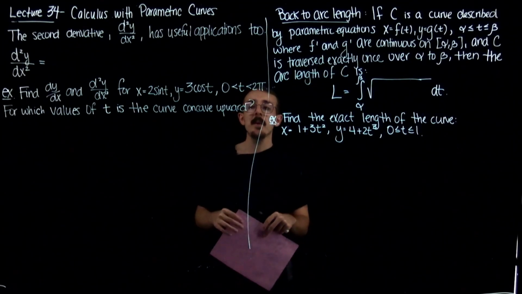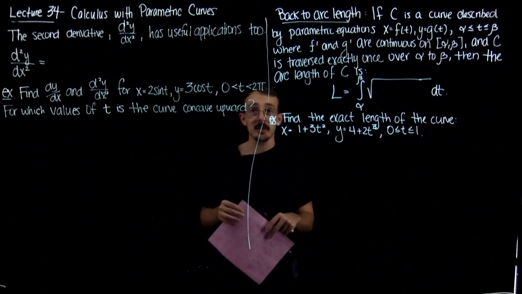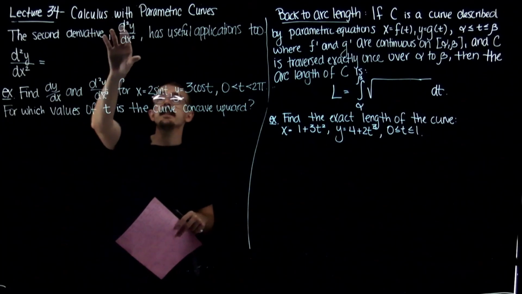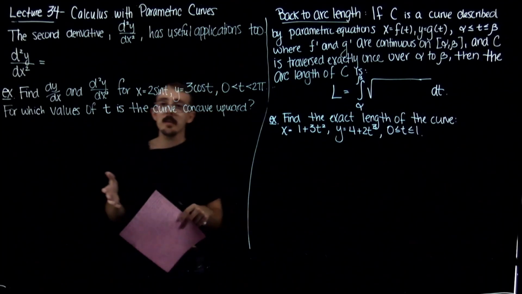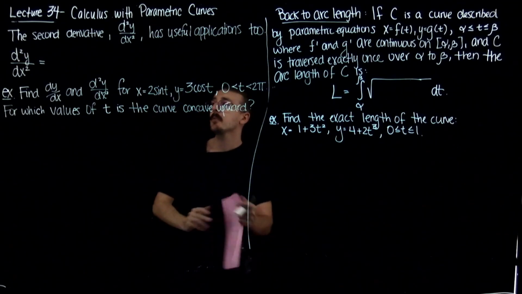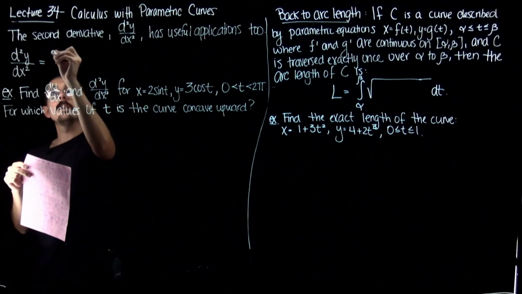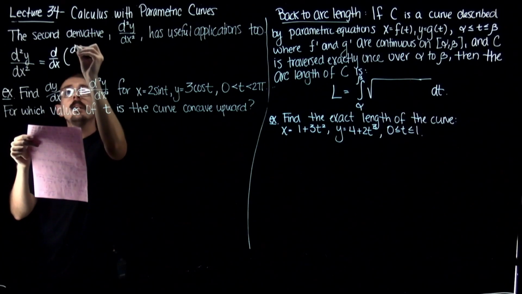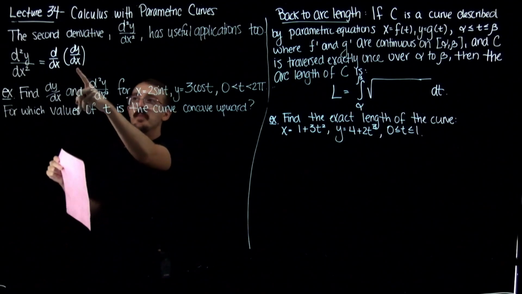Welcome back. So now we'll see the second derivative and also the arc length using parametric curves. So the second derivative, notated d squared y/dx squared, has useful applications as well. Remember that it's the concavity of the graph that you're looking at. So what's our formula in this case? Well, the second derivative is the derivative, so d/dx of the derivative, dy/dx. So here we are taking the derivative of the first derivative.